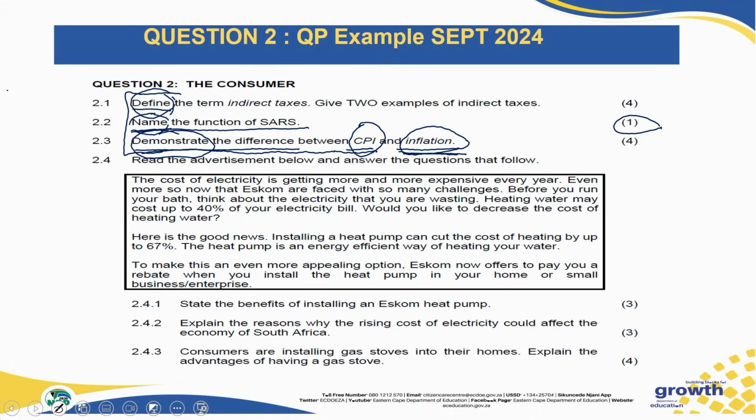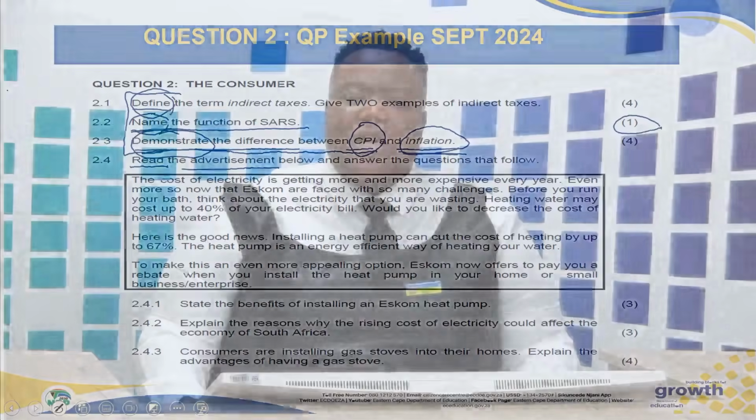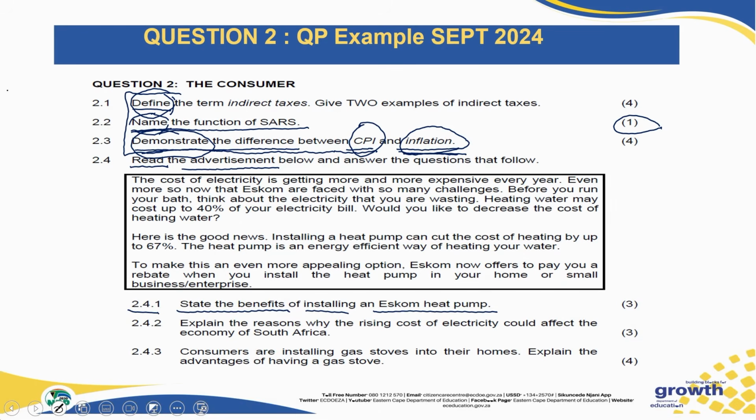Also, here is the example of an advertisement where you have to read. Always, grade 12, ensure that you read the advertisement, whatever is provided for you to read, from the first word up to the last word, because you might find that some of the responses will be taken directly from the advertisement or the extract. For example, in this question paper, 2.4.1, you have to state the benefits of installing an ESCOM heat pump. The answers that grade 12s need are directly deduced from the extract.